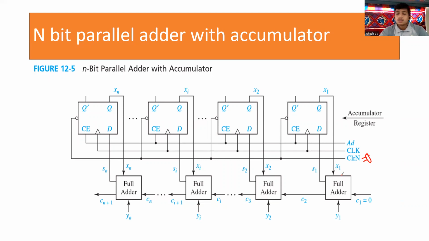The inputs for the full adder are one coming from the flip-flop, another is the external input given to the adder, and carry from its previous stage. Let us know how two numbers are added in the n-bit parallel adder with accumulator. First, let us assume one number is already stored in the flip-flops and another number is given as input to the full adder. By the time carry is propagated through all the stages, the sum is available at the input of each flip-flop. If we provide add signal equal to 1, at the rising edge of the clock, the sum will be stored back in the flip-flops.